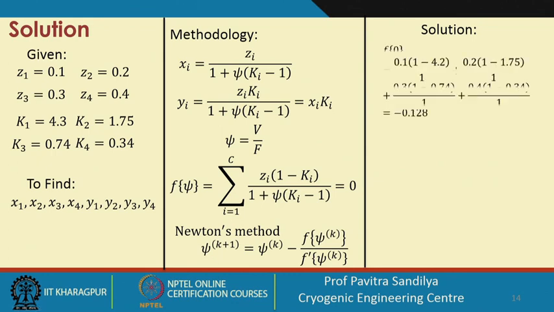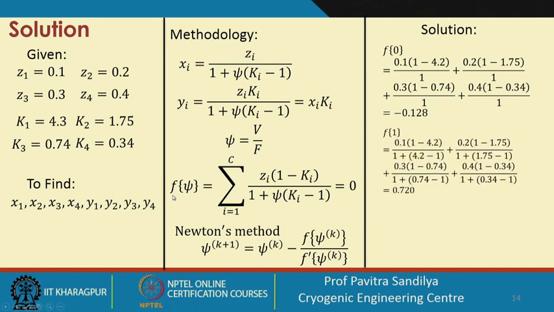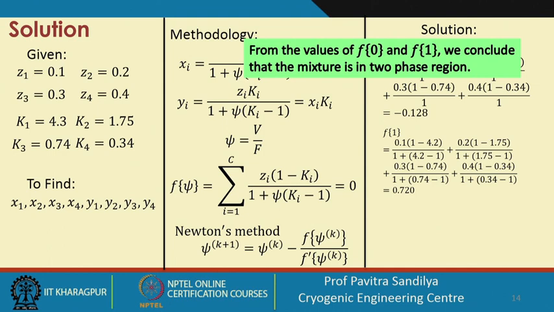Before we go for the solution, we have to first ensure that the given values are for a 2-phase mixture. For that, as we learnt earlier, we first put the value of psi as 0 and find the value of f(psi), and then we put the value of psi as 1 and find the value of f(1), and we find from these values of f(0) and f(1) that this is a two-phase mixture. Now, after making sure that this is a two-phase mixture, we go for the solution, because we know that psi is going to lie between 0 and 1.